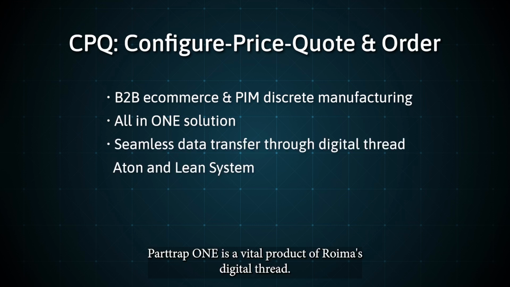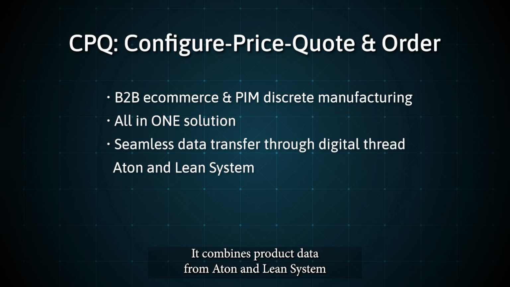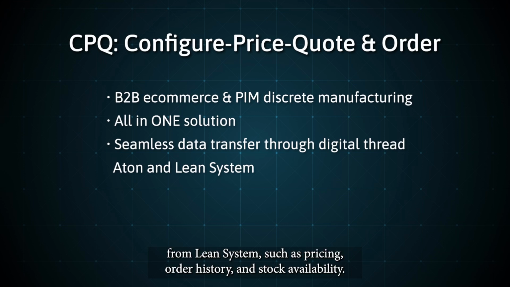PartTrap 1 is a vital product of Roima's digital thread. It combines product data from Aton and Lean System together with the further enrichments done in PartTrap PIM in order to offer online access to all relevant information about your products. It also offers 24/7 access to customer information from Lean System, such as pricing, order history, and stock availability.